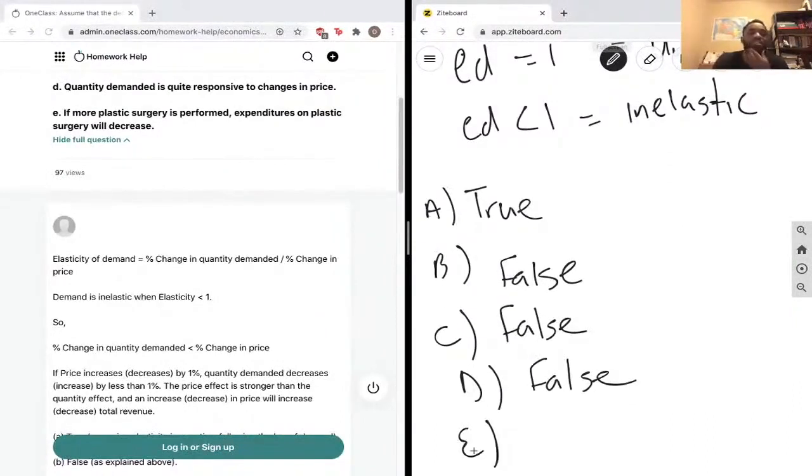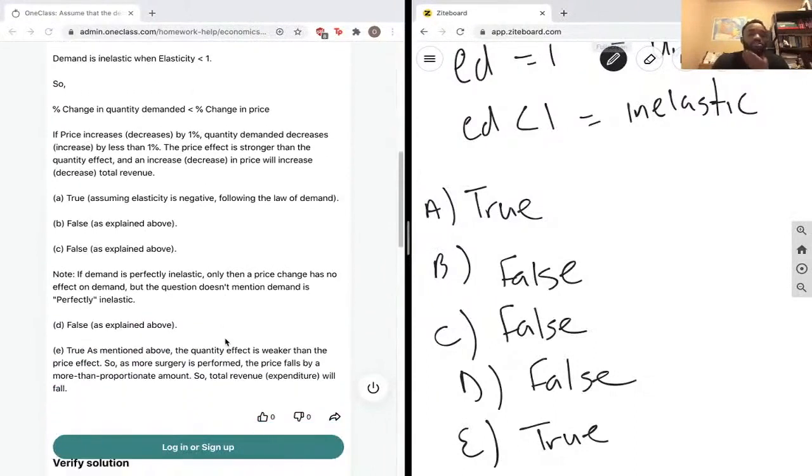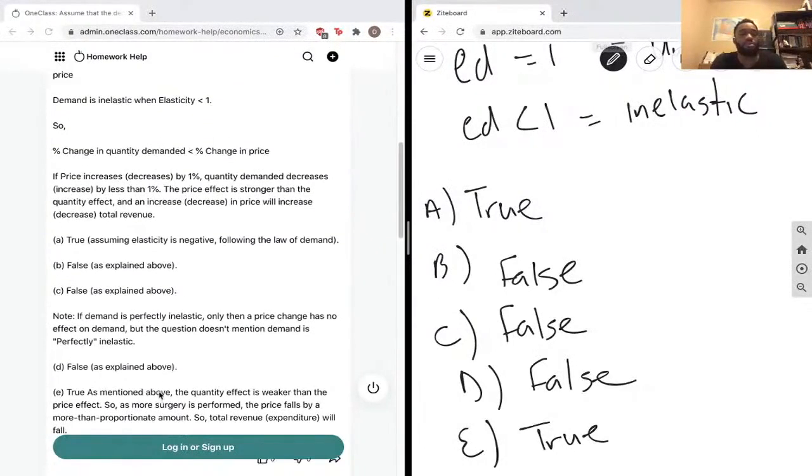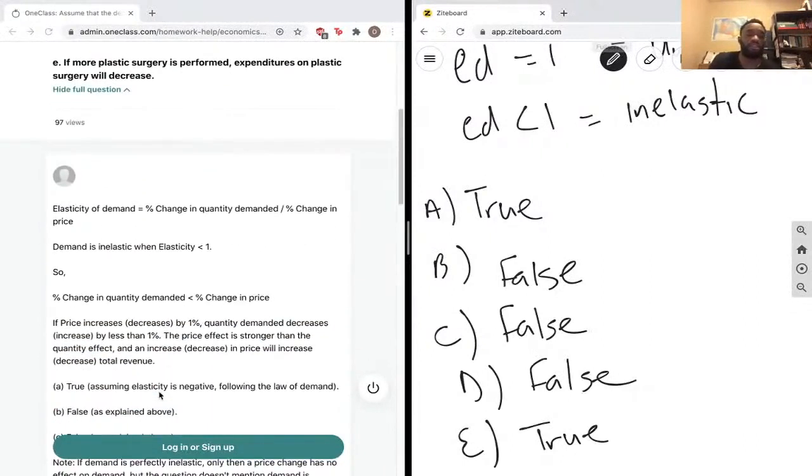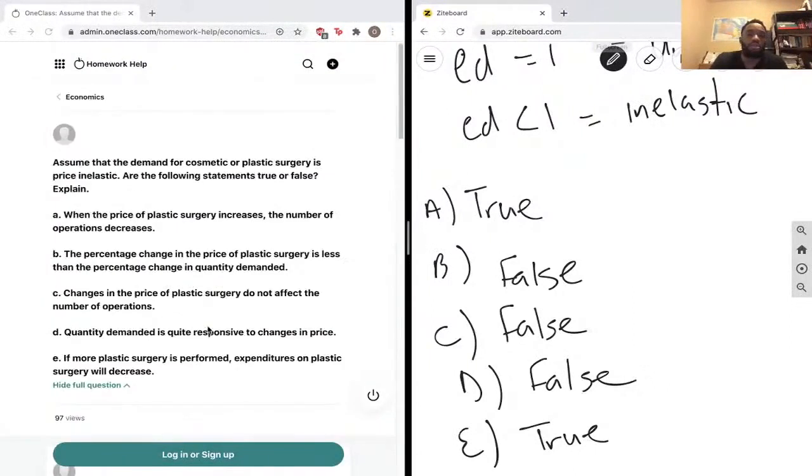And lastly, option E. If more plastic surgery is performed, expenditures on surgery will decrease. And this is true. And does our tutor agree with that? True, as mentioned before, the quantity effect is weaker than the price effect. So as more surgery is performed, the price falls by a more than proportionate amount. So total revenue expenditure will fall. So that is correct. And this is all correct.